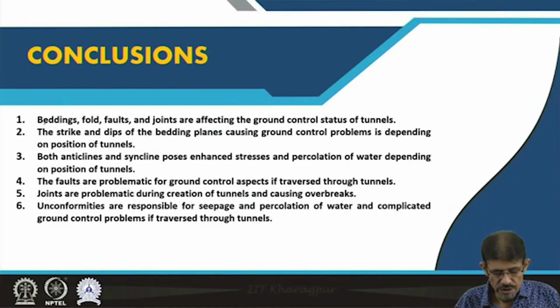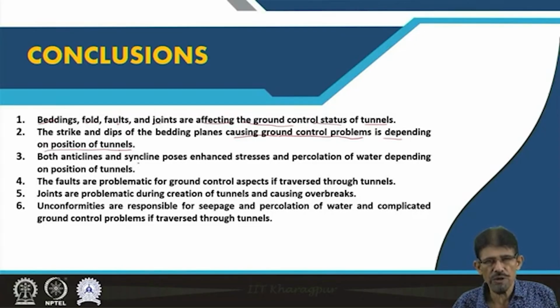Friends, today we have discussed how beddings, folds, faults and joints affect the ground control status of tunnels. The strike and dip of bedding, fold limbs, lineations, and foliations cause ground control problems depending on the position of tunnels with respect to the strike and dip of such linear features. Both anticline and syncline pose enhanced stresses and percolation of water depending on the position of tunnels with respect to the crest or top part, the vortex zone or hinge zone of folds, and the trough zone of syncline.